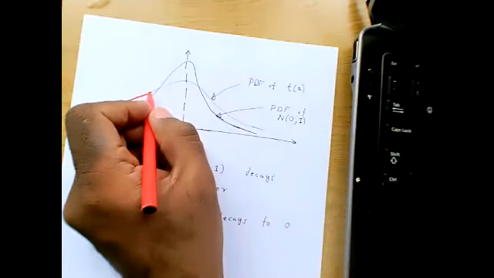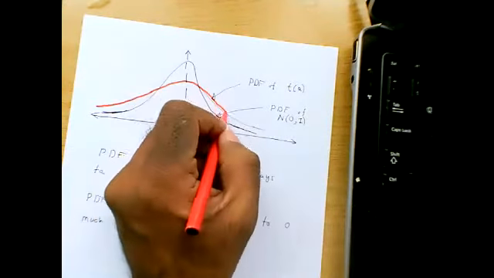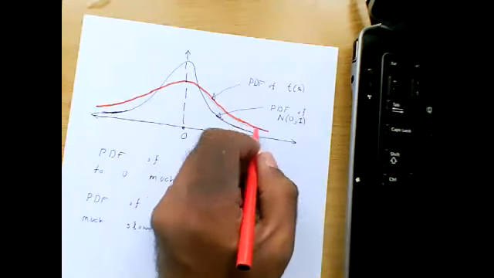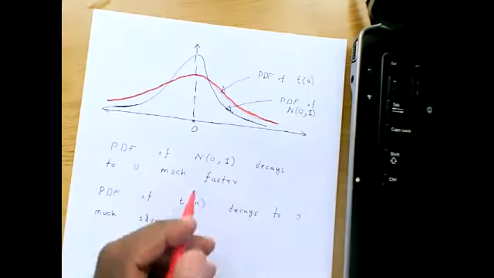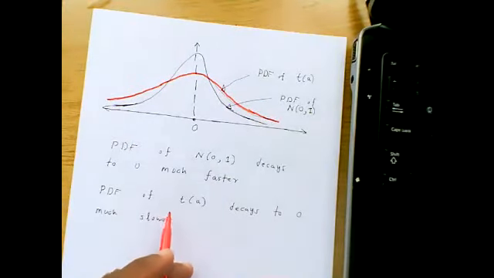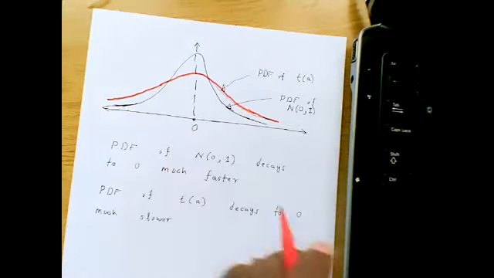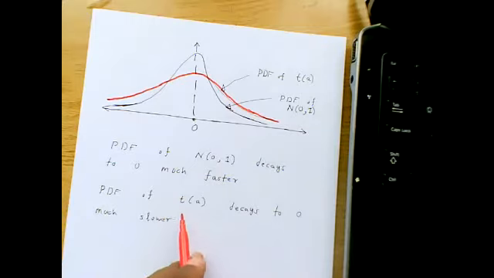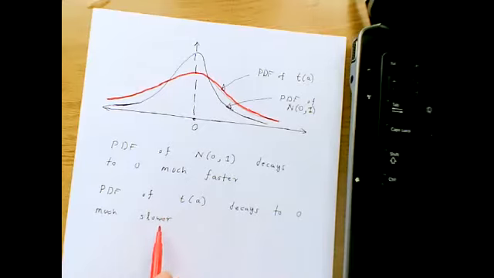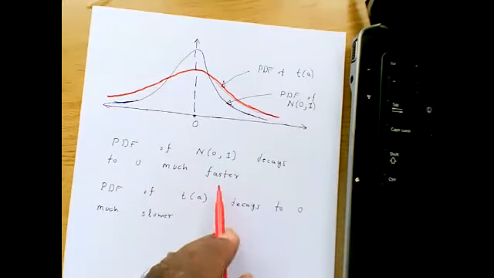This is the student T PDF in red, and the normal PDF in black, right? You see, both of them look very similar, but there is a huge difference: the PDF of the normal decays to 0 much faster than the PDF of the student's T. So in other words, the PDF of the student's T decays to 0 much slower than the PDF of the standard normal, right? Okay.